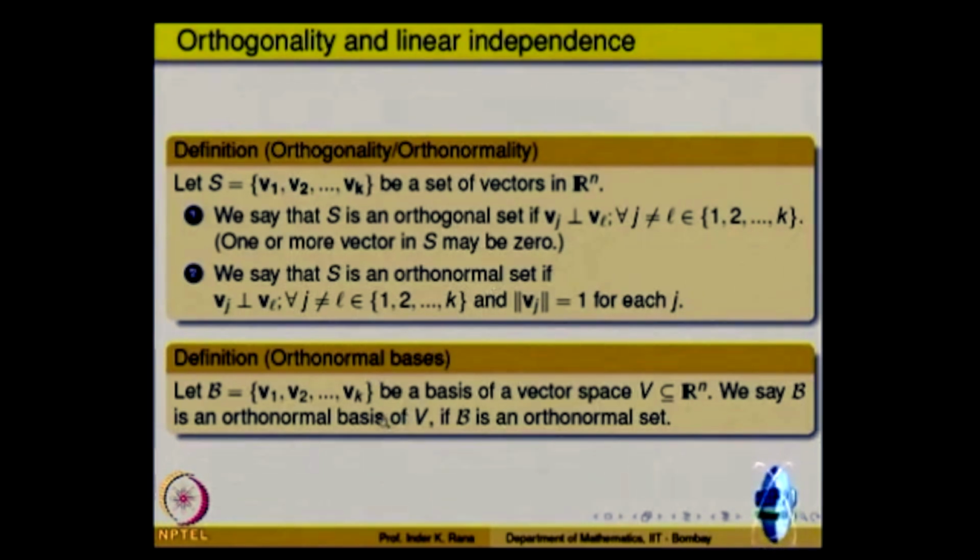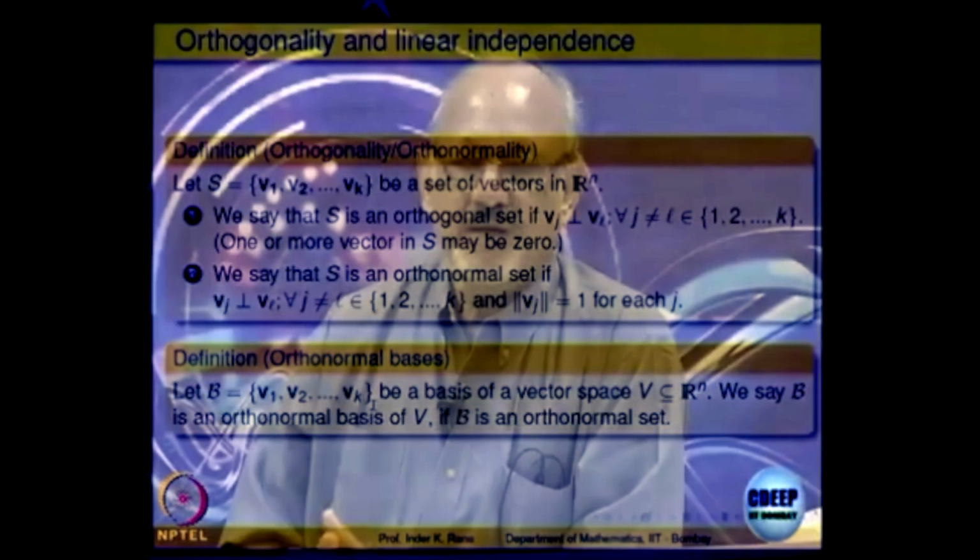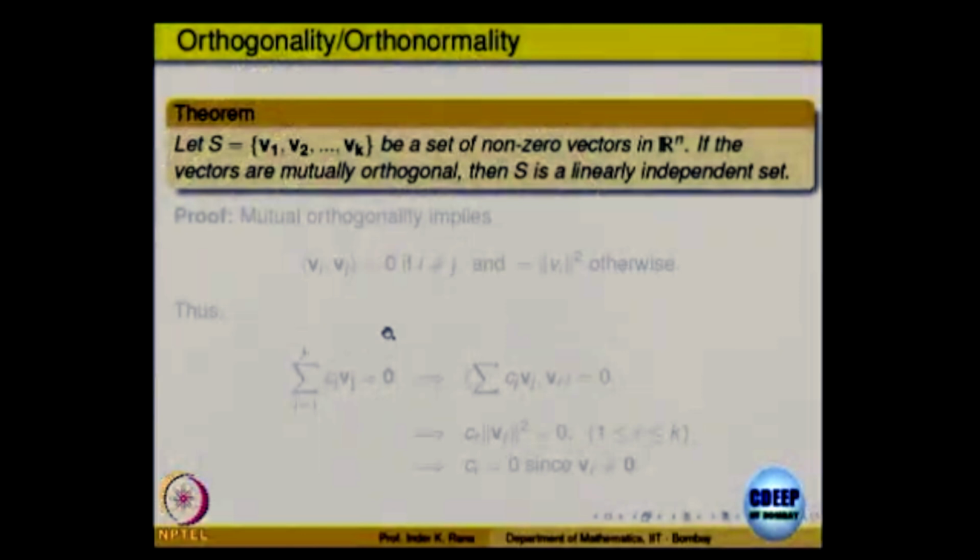So the definition of an orthonormal basis: a basis v1, v2, ..., vk of a vector space V in Rn is called an orthonormal basis if this forms an orthonormal set. That means it is a basis, like every vector is a linear combination, plus the added property that the length of each vector is equal to 1 and any two distinct ones are perpendicular to each other. Then we say it is an orthonormal basis. And the advantage I have already showed you.